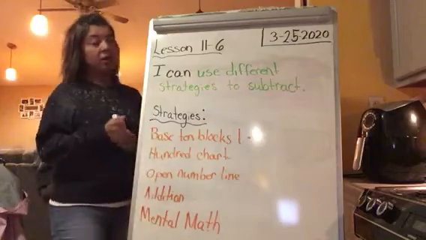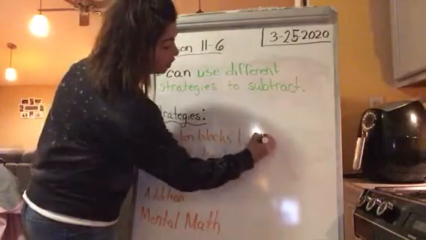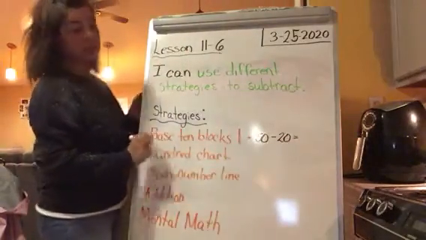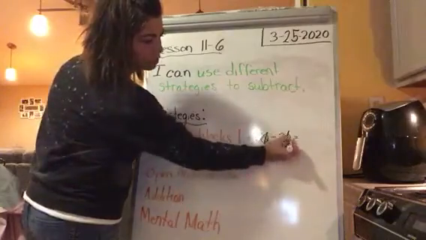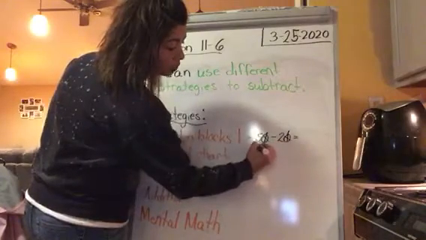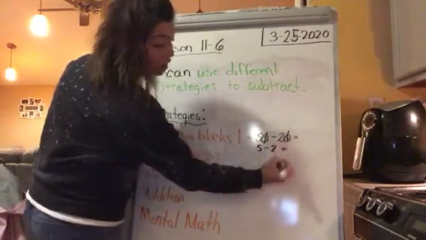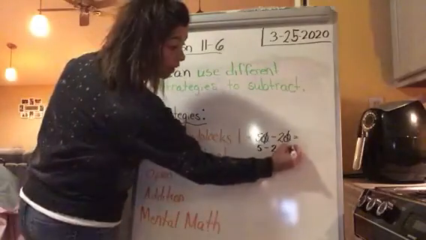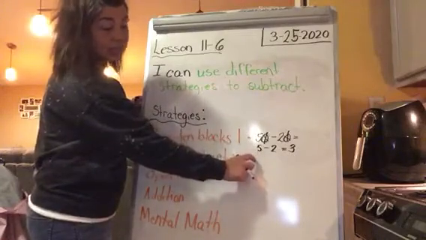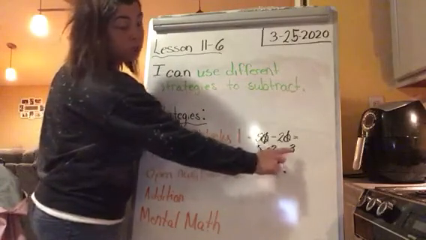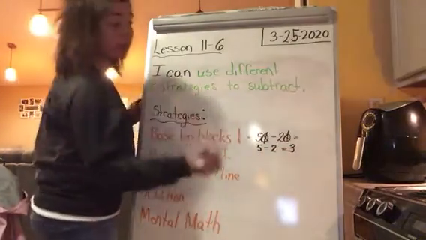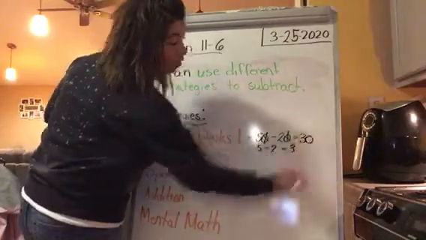For example, if it was 50 take away 20, to solve that using base 10 blocks, you could take away these zeros, take away your ones place, and that leaves you with 5 take away 2. So 5 take away 2 equals, that's right, 3. So that means 5 tens take away 2 tens equals 3 tens. How much is 3 tens? 10, 20, 30. That's right. So 3 tens is 30.